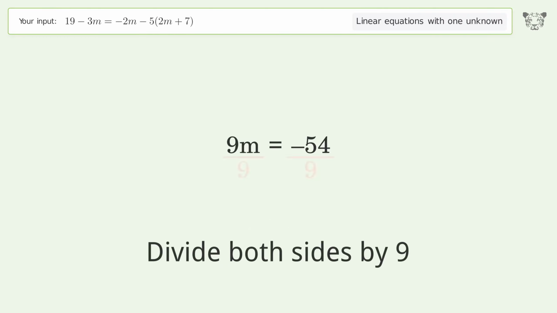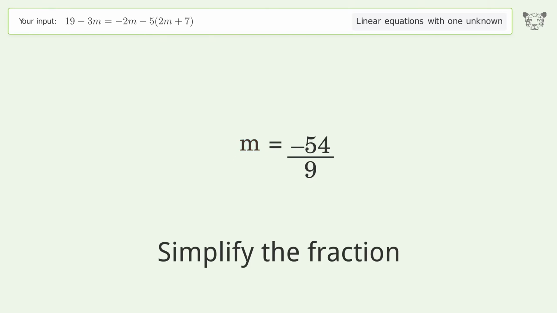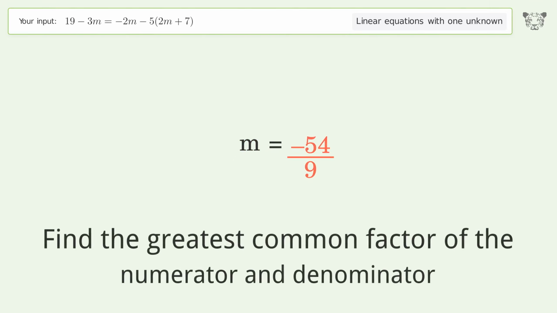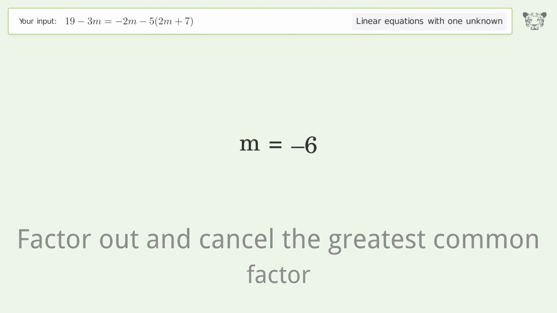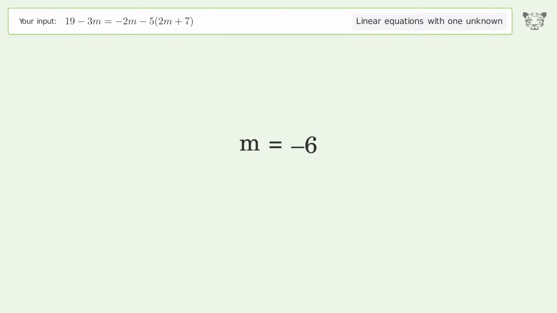Simplify the fraction. Find the greatest common factor of the numerator and denominator. Factor out and cancel the greatest common factor. And so the final result is m equals -6.